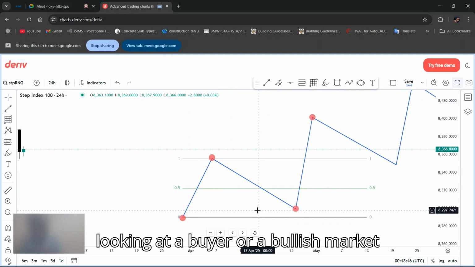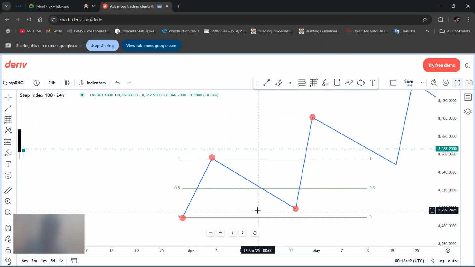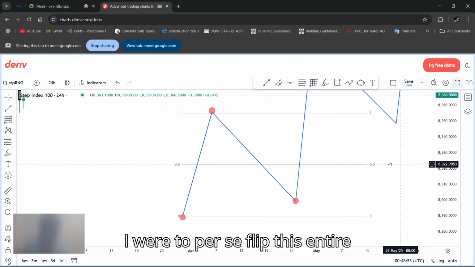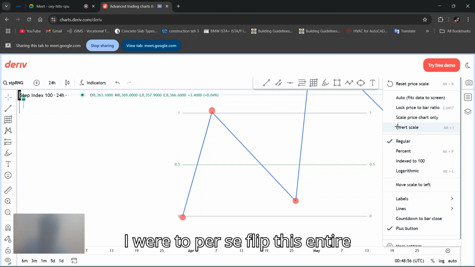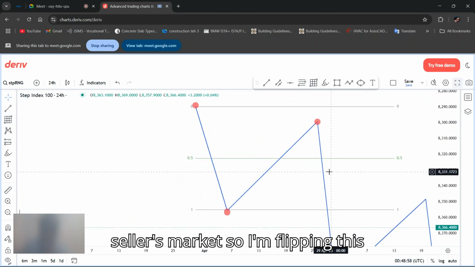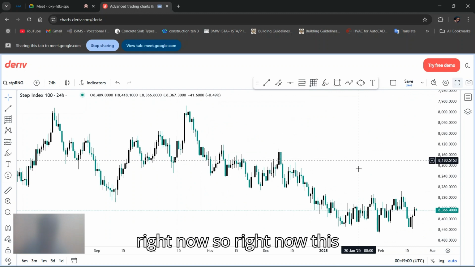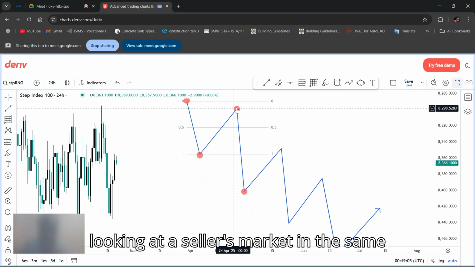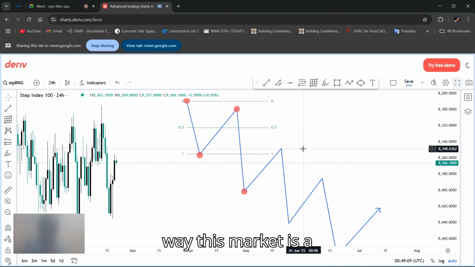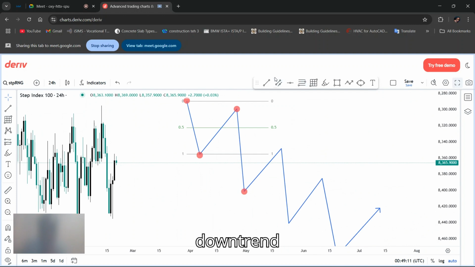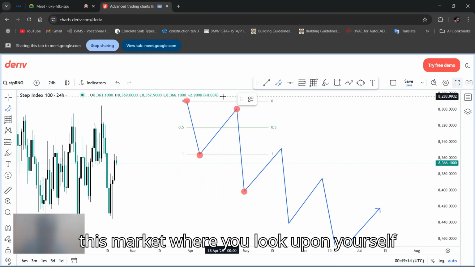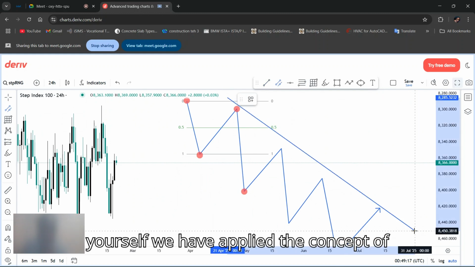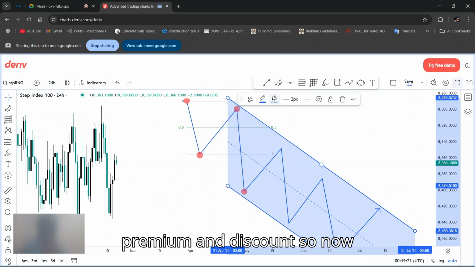So the essence of me not going in depth, but just simply explaining this minor concept, is that as you're looking at a buyer or a bullish market, you're looking to enter in a discount. And if I were to flip this entire thing inverted, as if I'm looking at a seller's market, so I'm flipping this right now. So right now this is flipped, inverted. Now we are looking at a seller's market. In the same way, this market is a downtrend. So we are going to apply the concept of premium and discount.